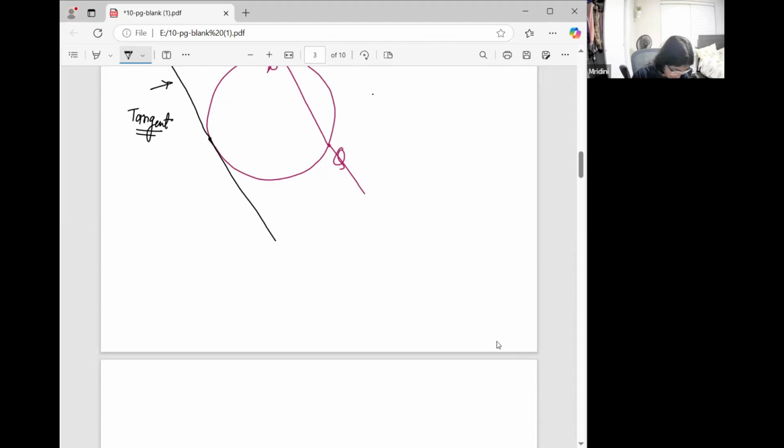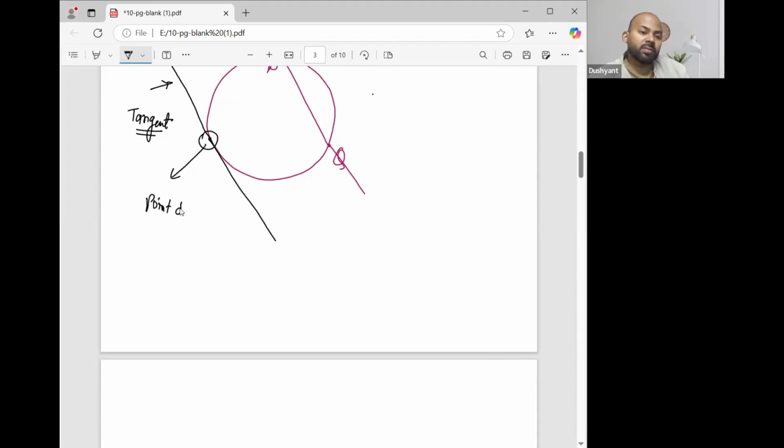Okay. And then chord, center, radius, diameter, point of tangent. See, this point is known as the point of contact or point of tangency. Let's suppose this point is M. So this is the point of contact or point of tangency.